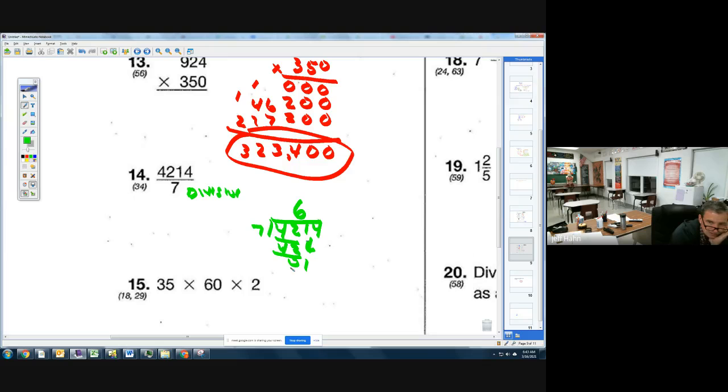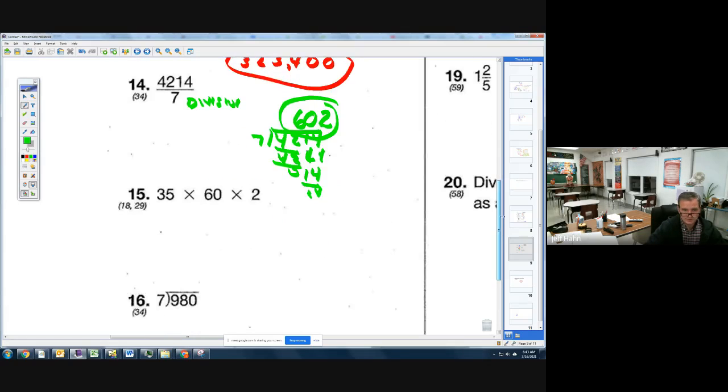When I bring down, 7 doesn't go into 1, but I brought a number down, so I have to put a number up there. That's where the 0 comes from, and then I bring another number down. The next number was a 4, so this becomes 14, and 7 goes nicely into 14 2 times with nothing left over. So 602 is my answer for that.